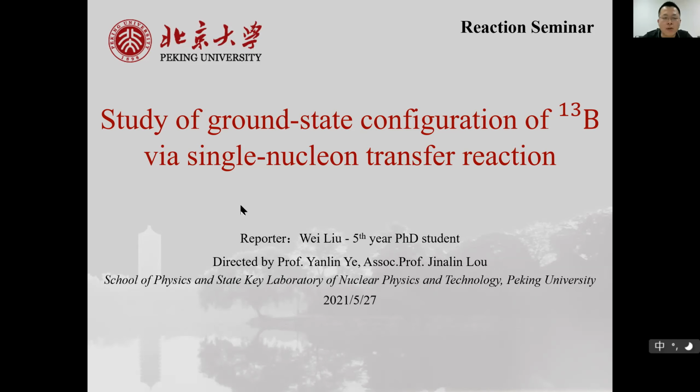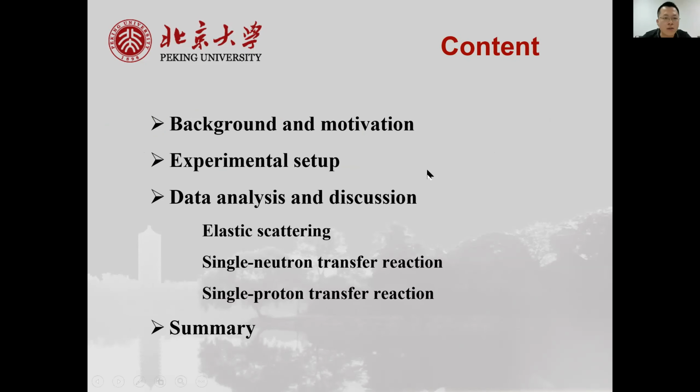Today my report is about the study of the ground state configuration of boron-14 via single nucleon transfer reaction. Here is the content. First, let me introduce the background and the motivation. It's why we chose this research project.